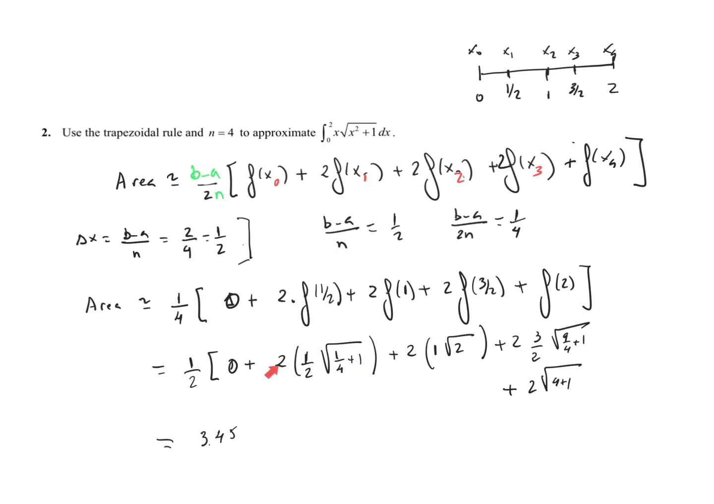Plus 2 times f of x2. f of 1 is 1 multiplied by the square root of 1 squared plus 1, and 1 squared plus 1 is 2, so it is the square root of 2. So 2 times the square root of 2. Plus 2 times f of 3/2, plus f of 2. f of 2 is 2 times the square root of 5.